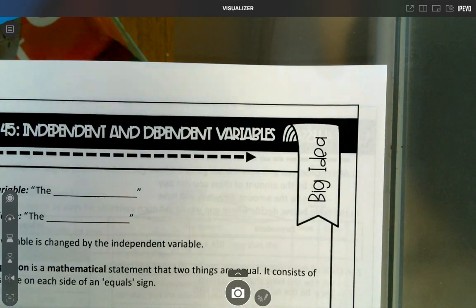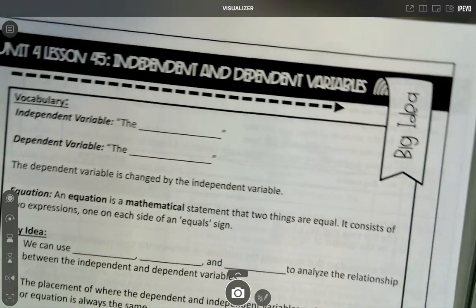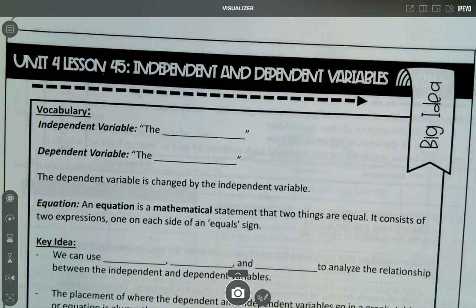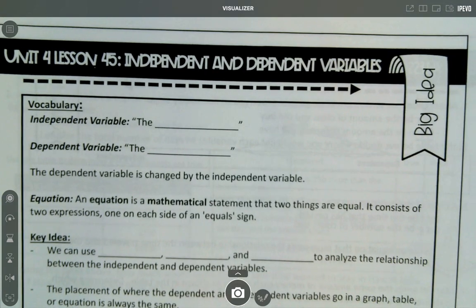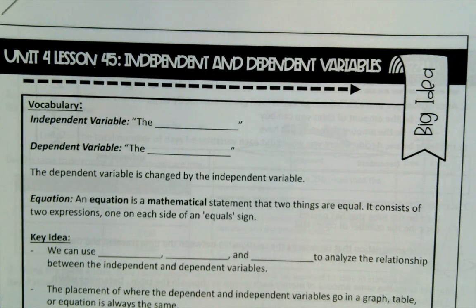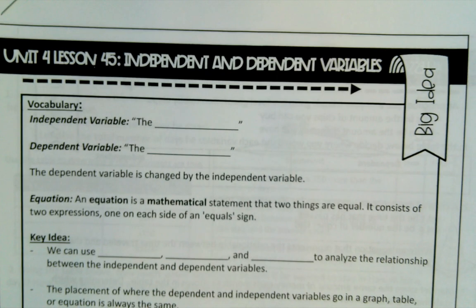Okay, we have notes about independent and dependent variables. So we've gotten through equations and solving them, and then we've gotten through inequalities. So, as this is the big idea, we're going to kind of put it together.